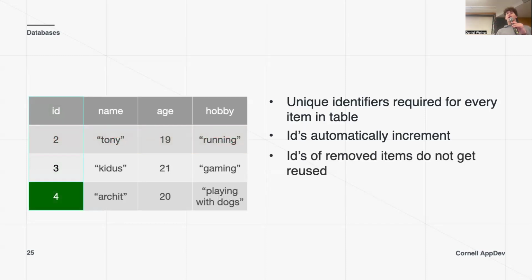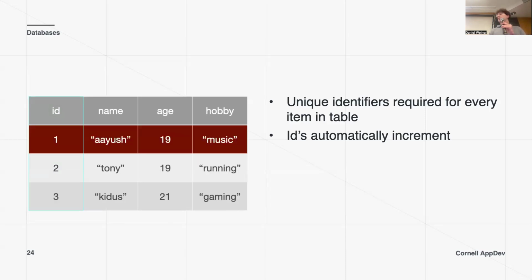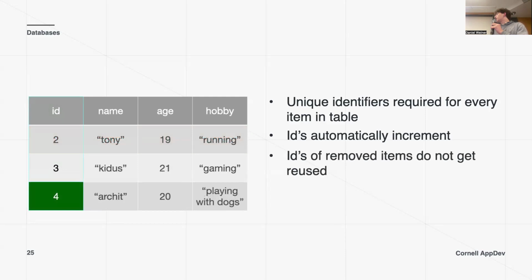IDs of removed items do not get reused. So you can see here, we delete ID 1 and we make a new one, and it's not like we remake ID 1, we start at 4. So that's another key point. They do not get reused. Every ID is unique. That's why we call them the unique identifiers.